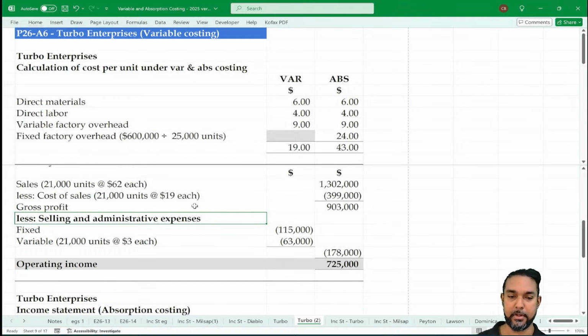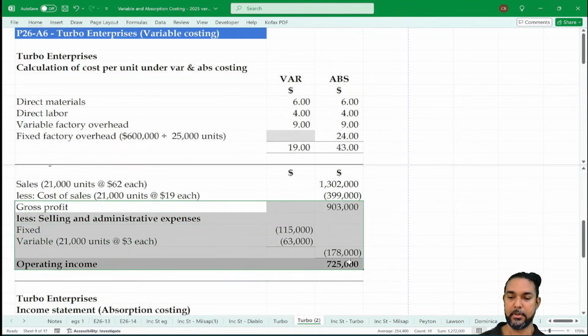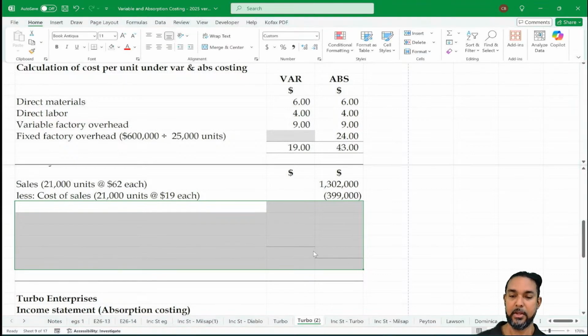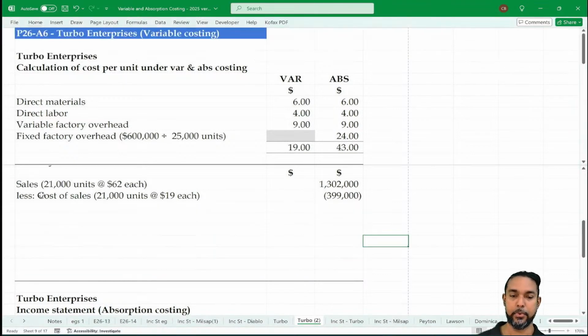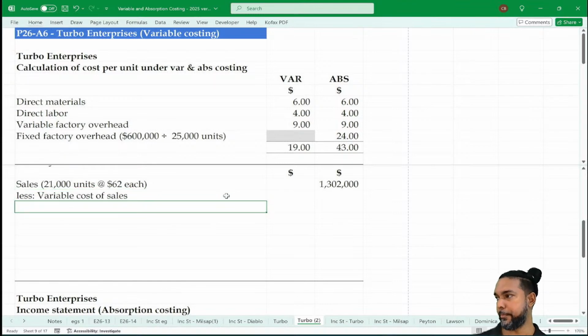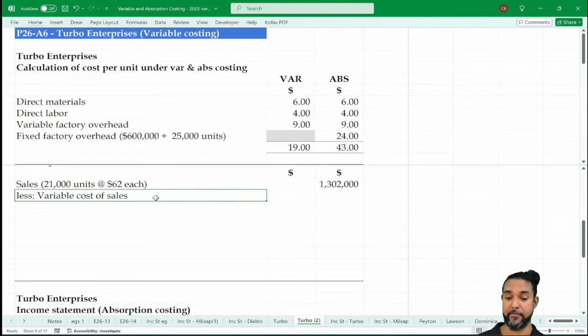Sorry, I'm not done. I have to actually clear this out. So we don't actually have gross profit. We have something else, right? So I actually have to do a little extra work here. We have to do less variable cost of sales. The variable cost of sales is, as the name implies, variable cost. Now, we have two sets of variable costs, right?